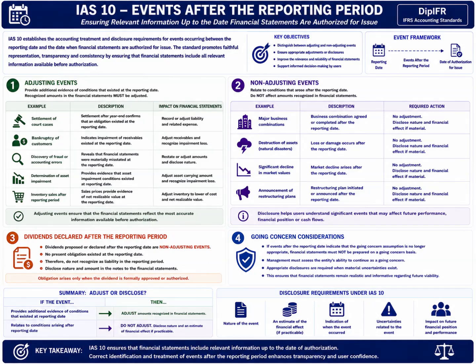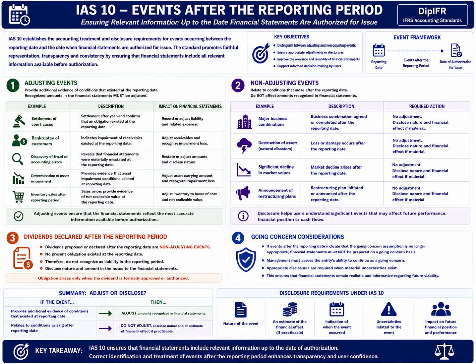Proper application of IAS 10 therefore depends not only on understanding the nature of events but also on identifying the precise reporting timeline and assessing whether events provide evidence relating to conditions existing at the reporting date or emerging afterward. Overall, IAS 10 provides a structured framework for distinguishing and accounting for events occurring after the reporting period.